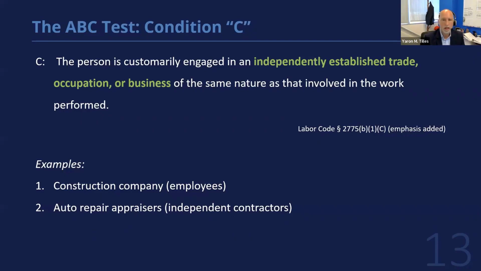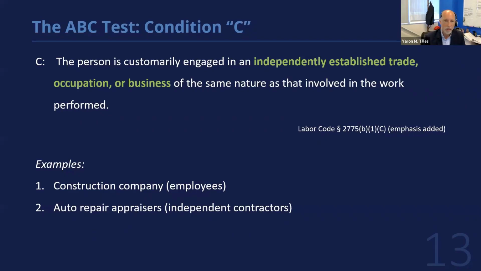Some examples. A construction company hired siding installers who provided their own tools. However, the installers had no instrumentalities of a business, like a business location or a business phone number, and did not receive income from anyone other than the construction company. In that instance, the court held that the siding installers were employees, not independent contractors.